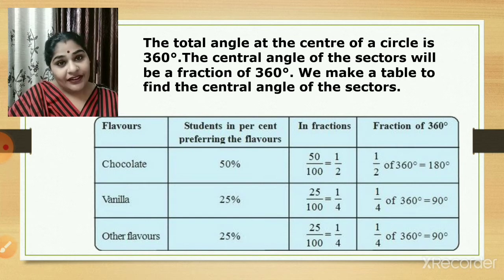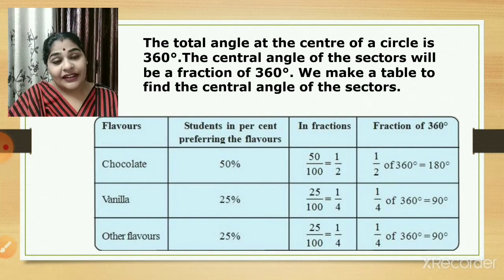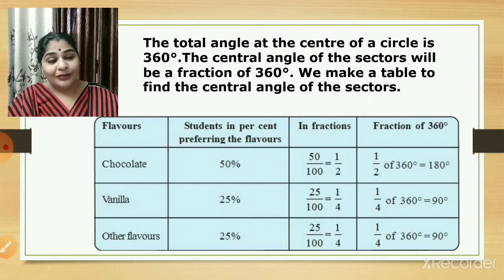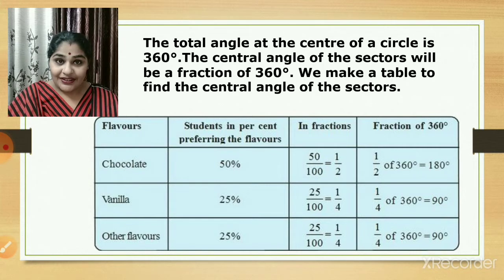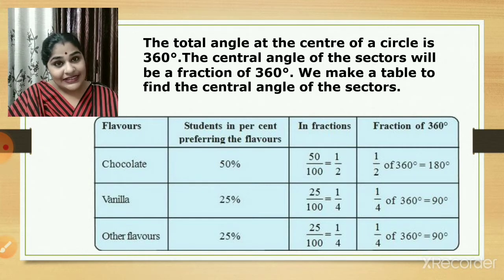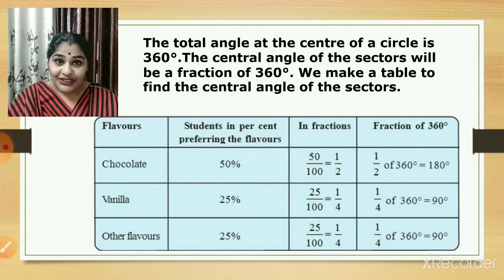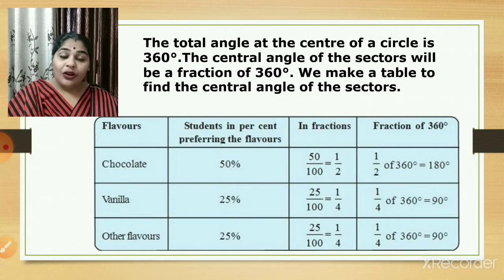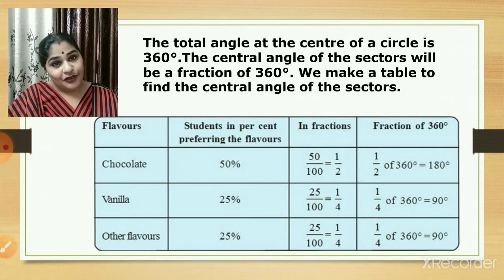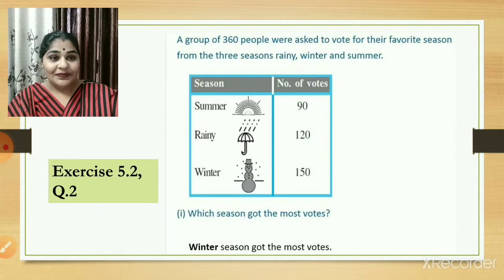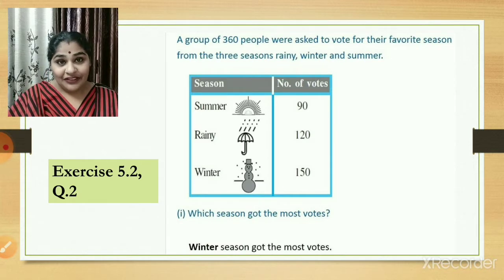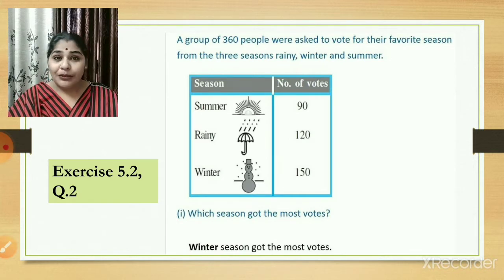Using these central angles of the sectors, you can draw a pie chart. That I'll show you how to draw. I hope it is very clear how to find the central angle of a sector. First find the fraction, and then find that fraction of 360 degrees to get the angle. Now let us begin with our exercise 5.2. Question number 1 we have already seen, children, in the last session.